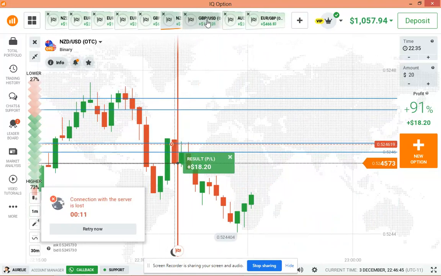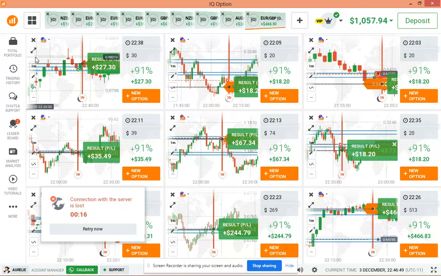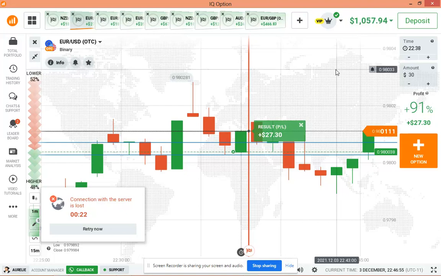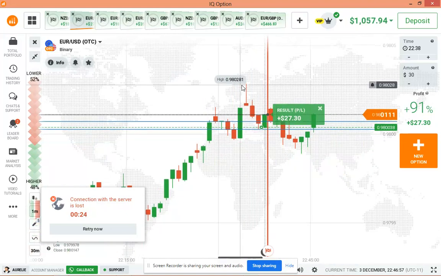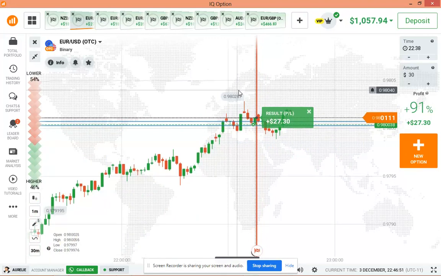Okay, so those are the 9 trades I took, starting from $20. So from $20, now my balance is $1,057. So very simple analysis. The perfect way to trade on zone. The perfect analysis that you should be doing when you are trading on zone.